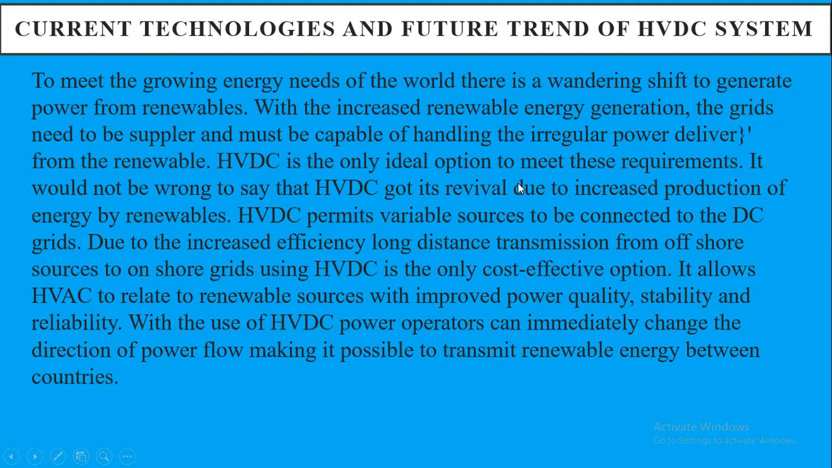HVDC is the only ideal option to meet these requirements. It would not be wrong to say that HVDC got its revival due to increased production of energy by renewables. Why revival? Because in the beginning, Thomas Alva Edison produced electricity in DC, but Tesla produced electricity in HVAC or AC. So there was a clash or war between AC and DC in the early ages of the century.